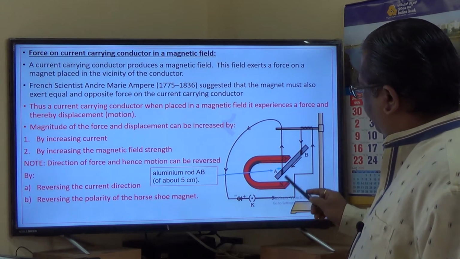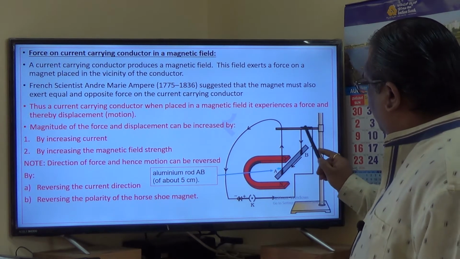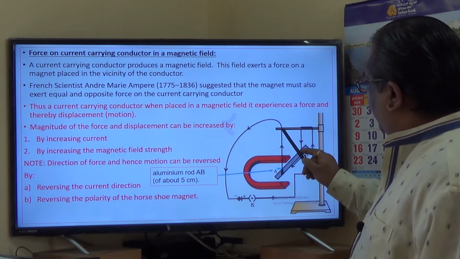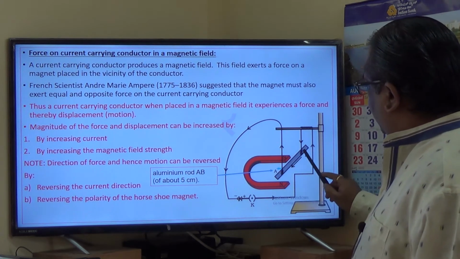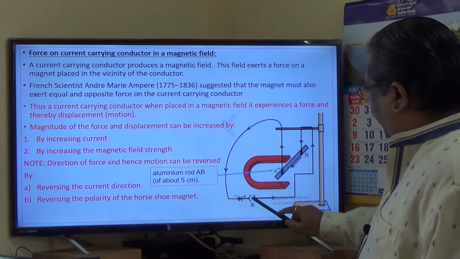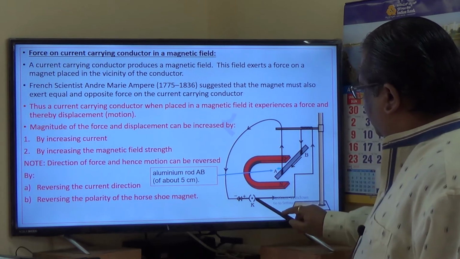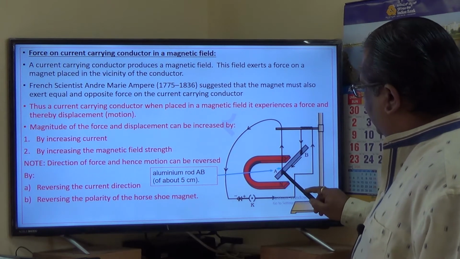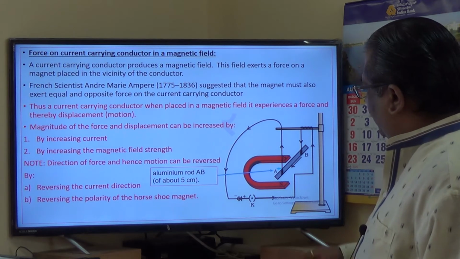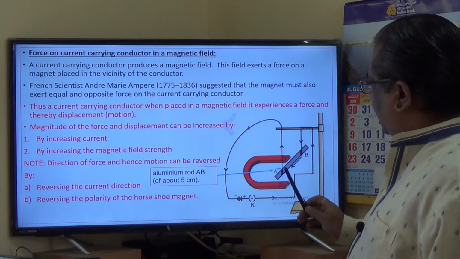Horseshoe magnet, aluminum rod. It is suspended through this stand inside this magnet. The end terminals, like this end and this end, are connected to the battery terminals. This end A is connected to the positive terminal, and this end B is connected to the negative terminal, and K is a switch. The moment you switch on, it will get displacement, and this is the entire experimental setup.